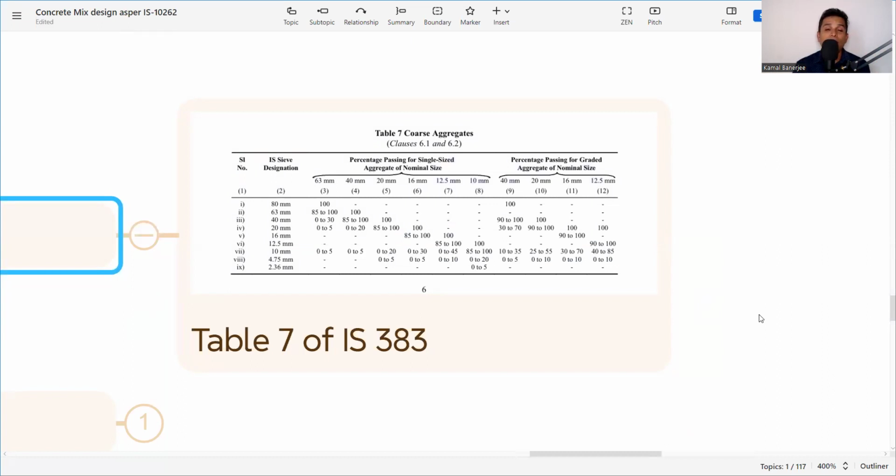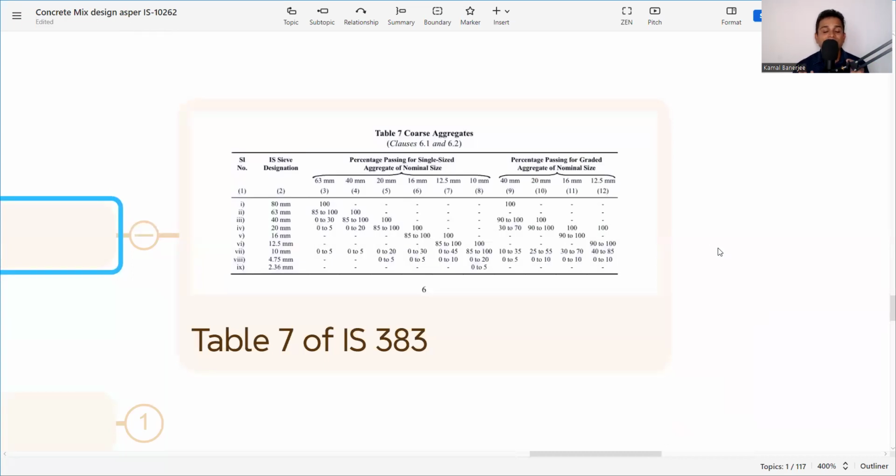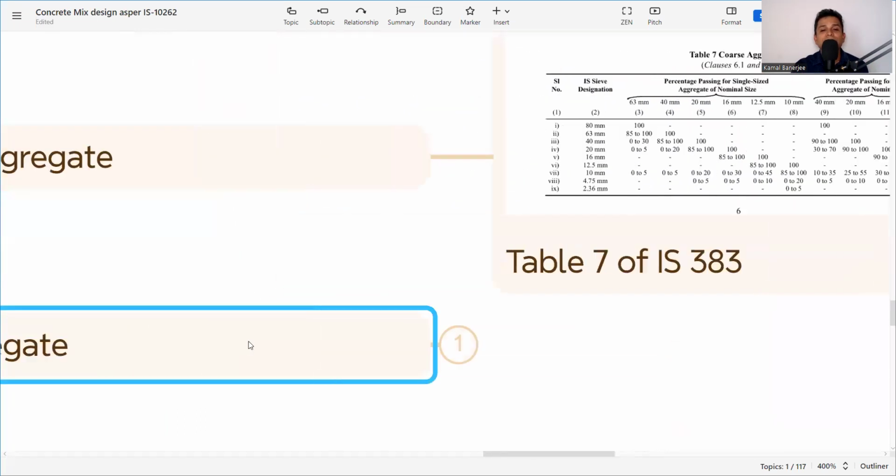That is why our intention is always to have a well graded aggregate, not a poorly graded one. That is why we are always mixing 20 and 10 mm to get the right kind of blend. So this table gives percentage passing for graded aggregate of nominal size 20 mm, which means we need to satisfy the criteria of this sieve analysis. If the sieve analysis is satisfied, we can say this is as per IS 383 and can be used for our concrete mix design. So next we need to check the fine aggregate.